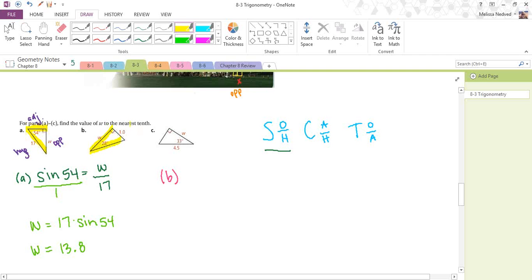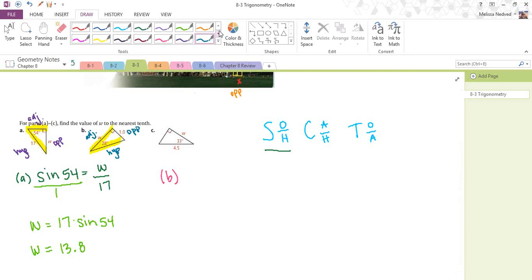I'm going to label my sides. It's always going to be the first thing that I do. The side I didn't label is my opposite. The side across from my right angle is my hypotenuse. The side to the left of that angle is adjacent. So now, what am I looking for? I want to know W. That's the adjacent.